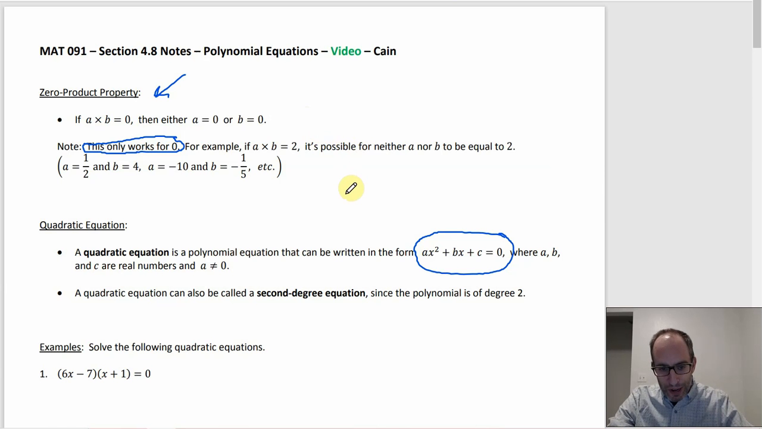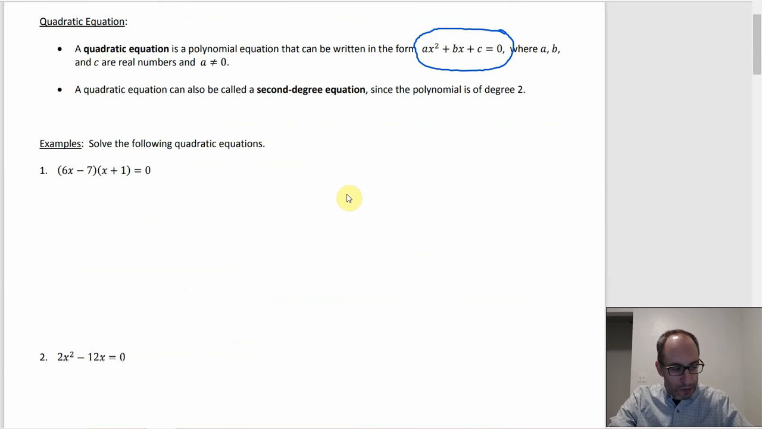And then solving quadratic equations, number 1 jumps right to the zero product property, where the thing on the left side is already factored. Usually you don't start off here; you end up here and then use the zero product property. But this would have been a polynomial of degree 2 before it got factored. With number 1, how does the zero product property work? We have a product on the left side and 0 on the right side, so by the zero product property, one of the components of that product has got to be 0. So either 6x minus 7 equals 0, or x plus 1 equals 0. There's the zero product property right there.